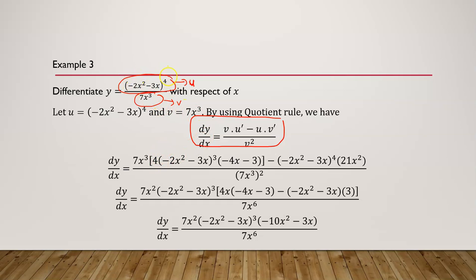So you will use the one in composite function, differentiation for composite function. So 4 (negative 2x squared minus 3x) power 3, and then differentiate inside, negative 4x minus 3, minus, remain u, differentiate v, 7x cubed, and then v squared, so (7x cubed) power squared, right? And then we simplify. At the top you have only two terms.